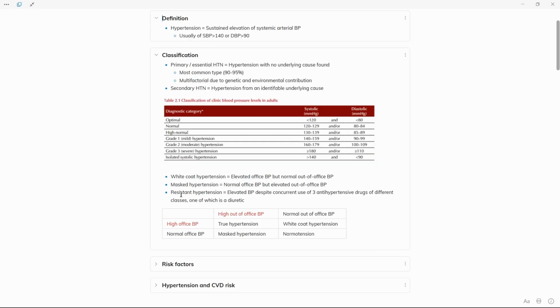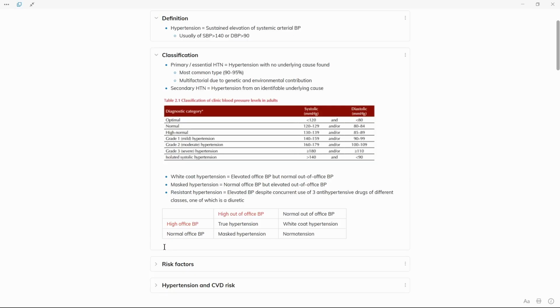There is also a class of hypertension called resistant hypertension, where the blood pressure is elevated above target, and that's usually greater than 140, despite using 3 different antihypertensive drugs, each of which is from a different class. And to fit the definition of resistant hypertension, out of the 3 different antihypertensive drugs that you are using, one of them has to be a diuretic.